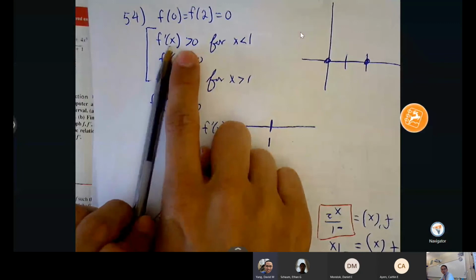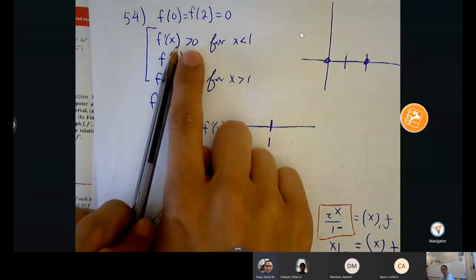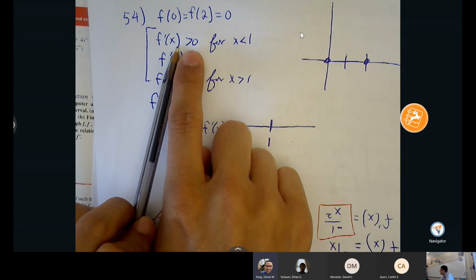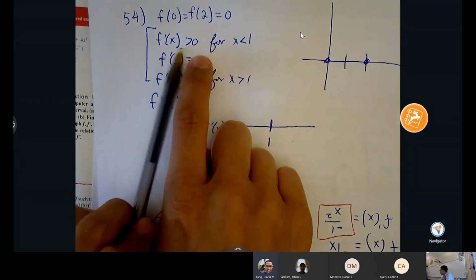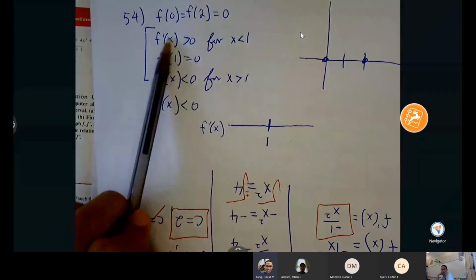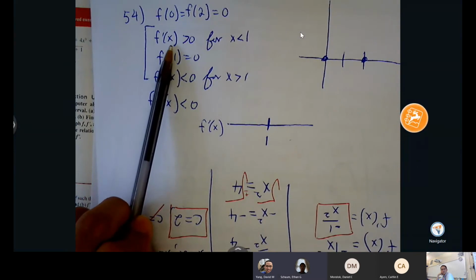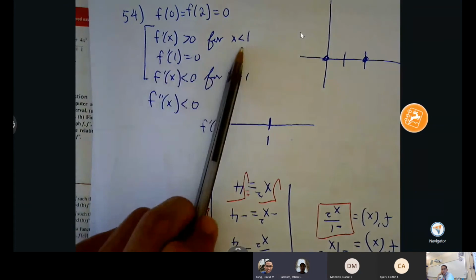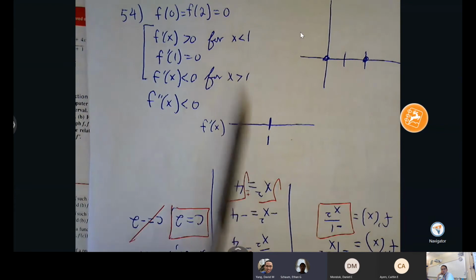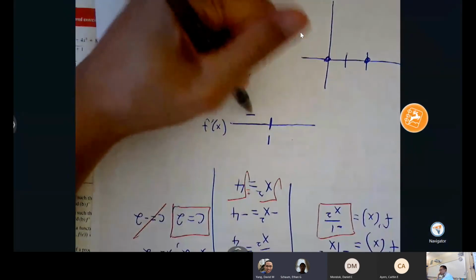Okay, what does this statement mean? F prime of x is greater than 0. What's another way of saying that? Slope is positive. Where is slope positive? Greater than 1 when x is less than 1. Yeah, positive slope here.